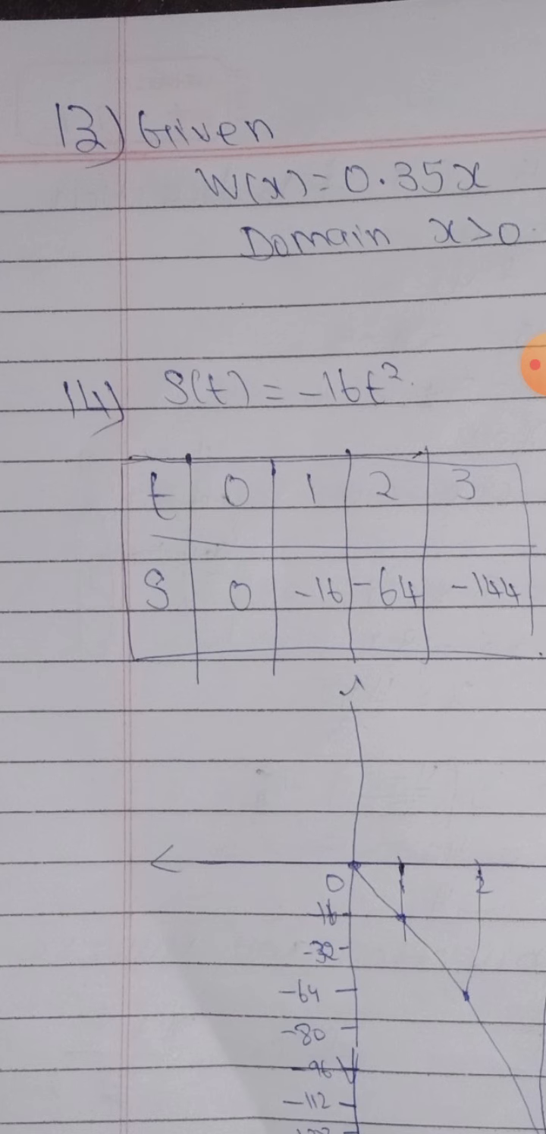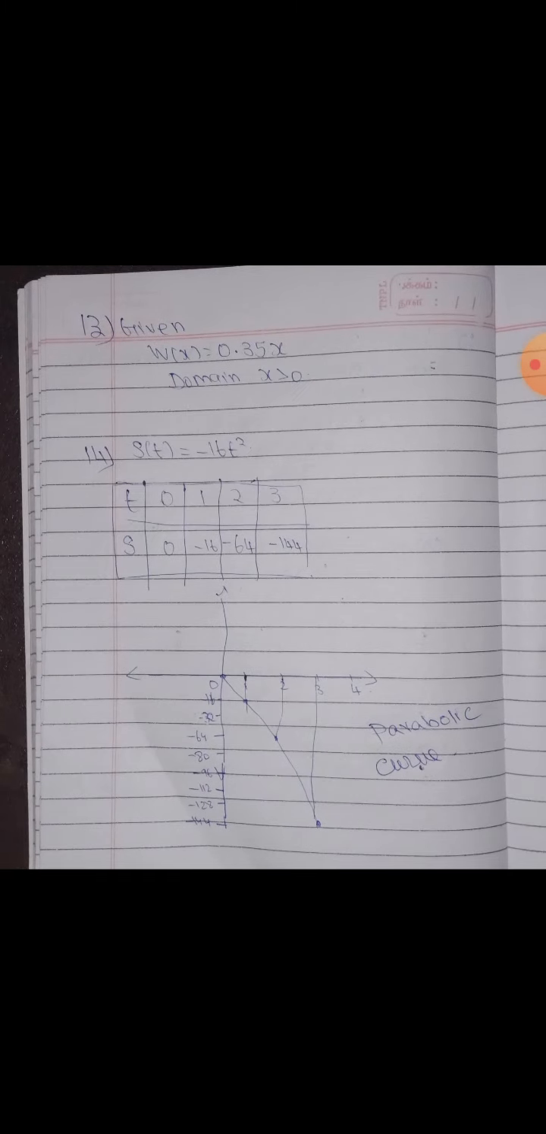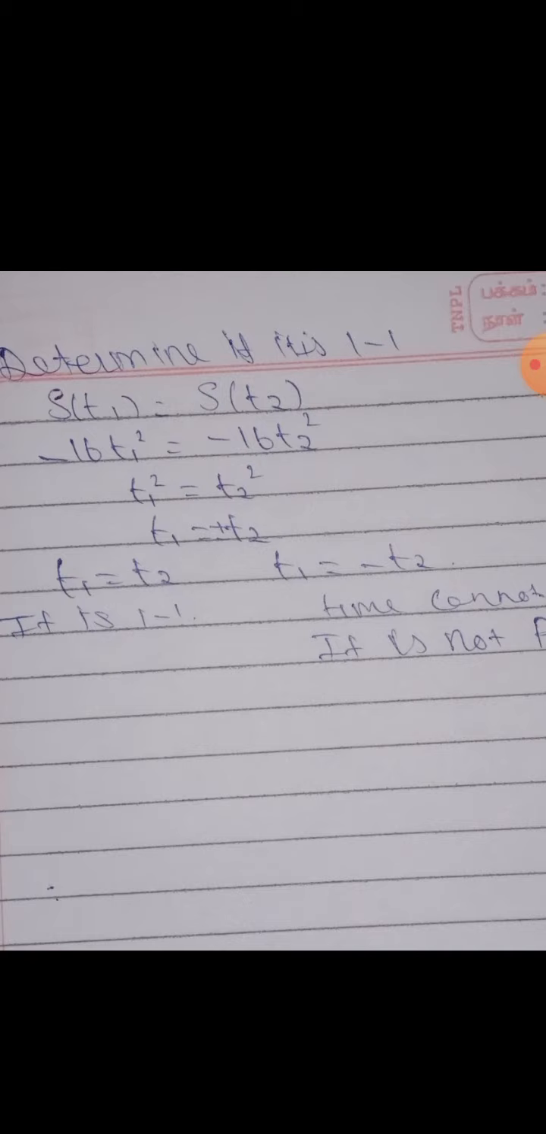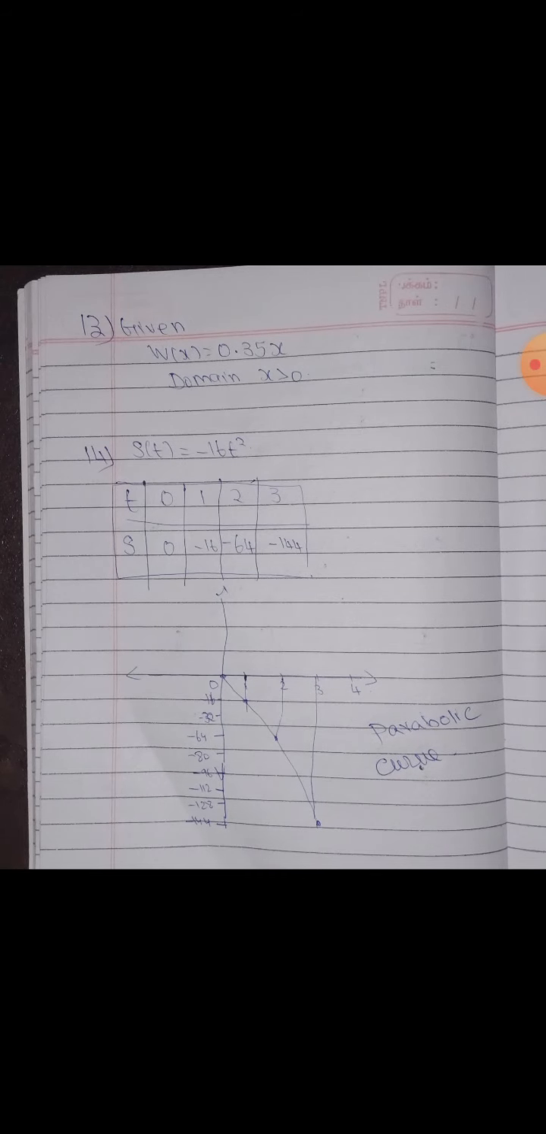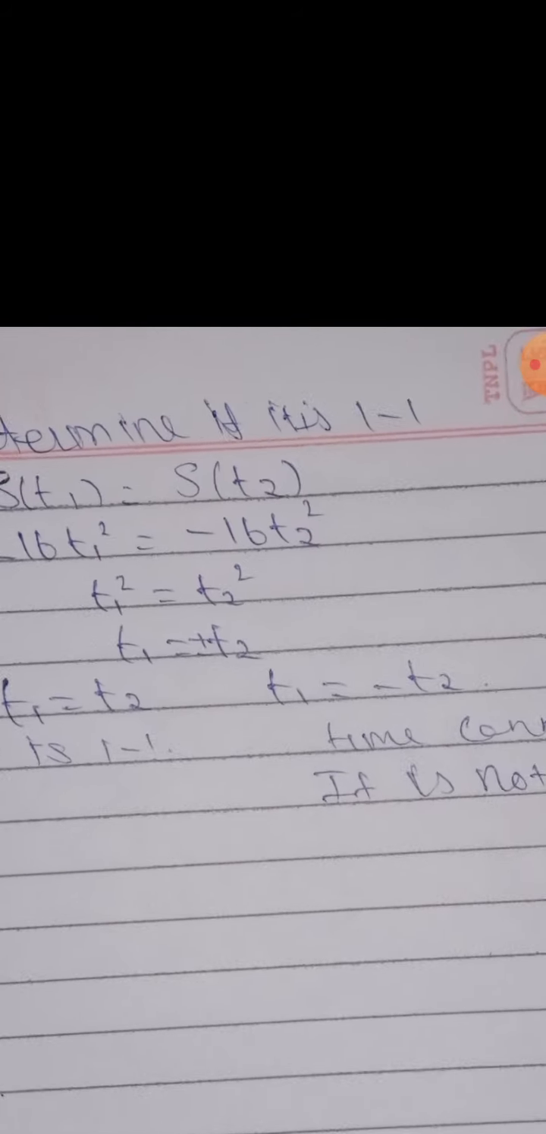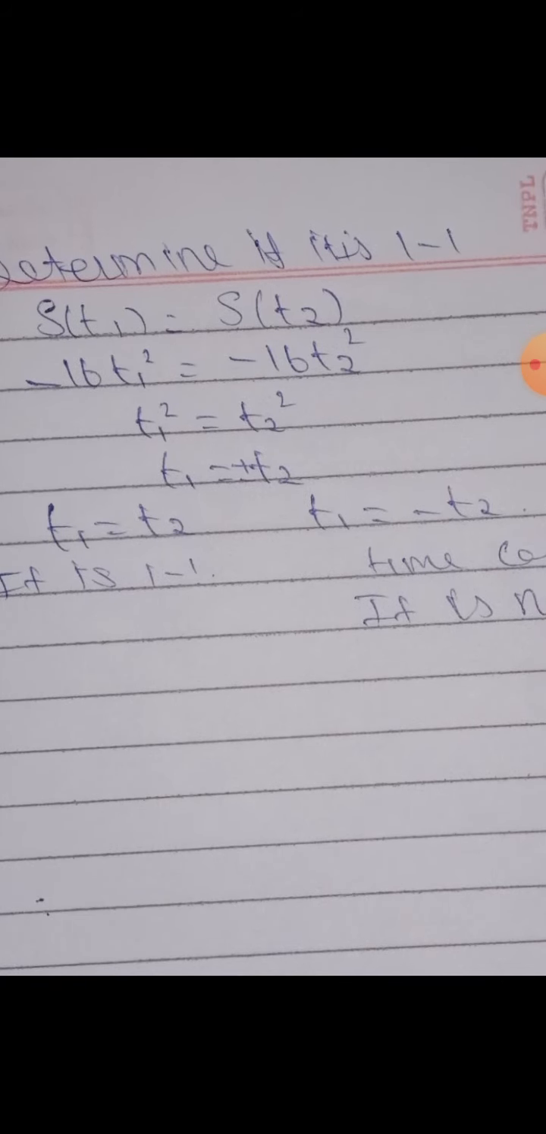I can separate this function into two terms, s of t1 and s of t2. I can use s of t1 equal to s of t2. So s of t1 means minus 16 t1 square, because in the place of t I put t1. S of t2 means minus 16 t2 square. Then minus minus gets cancelled, 16 gets cancelled, so t1 square is equal to t2 square.